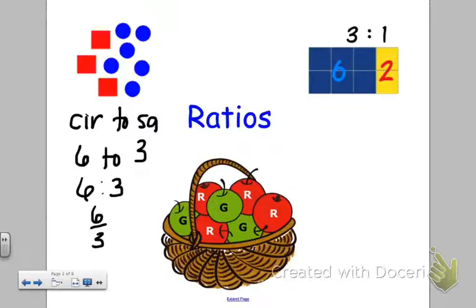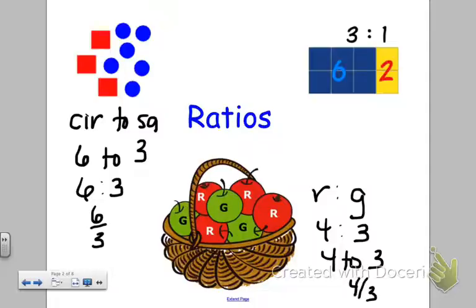If you look at the bottom, we can write ratios for the apples. We can do maybe green to red, so that would be 3 green to 4 red, or 3 to 4. Again, we could switch it around if we wanted to. Instead of green to red, we could make it red to green, so that would be 4 to 3.